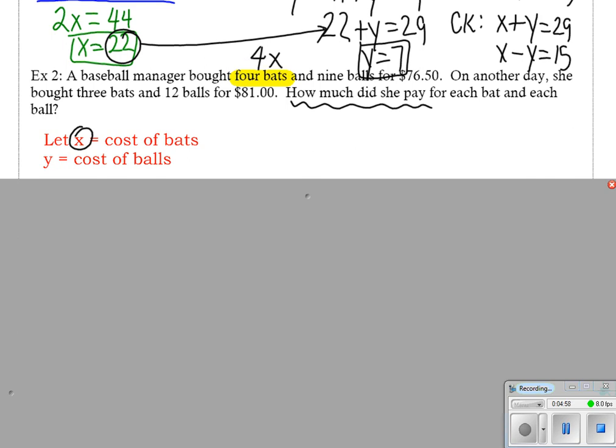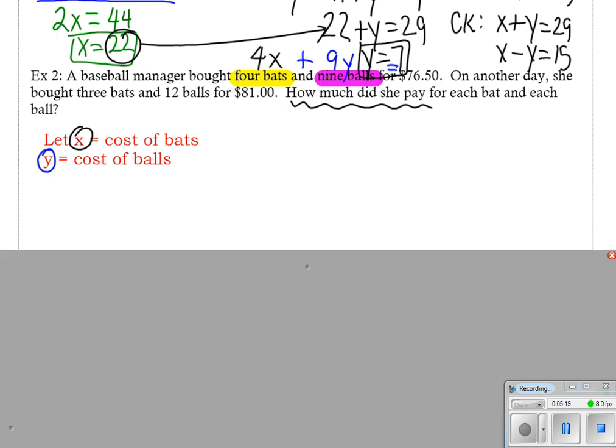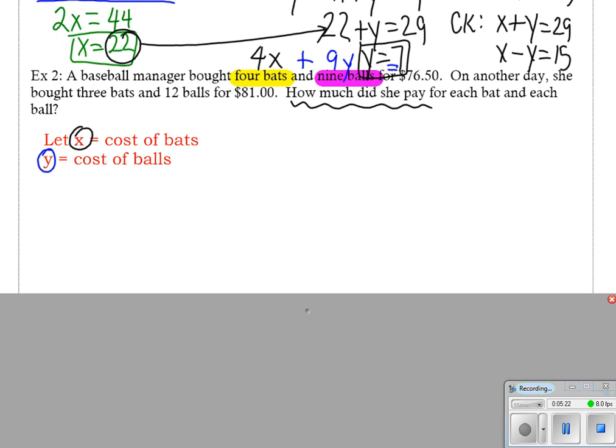And she bought 9 balls. Okay, well, I know according to my let statement that balls are y. So immediately you're seeing what's happening. 4x, and 'and' meaning plus, there's your equals 76.50. And the more you do these, the more you're going to see how easy they can work out to be. So here we have 4x plus 9y equaling 76.50.